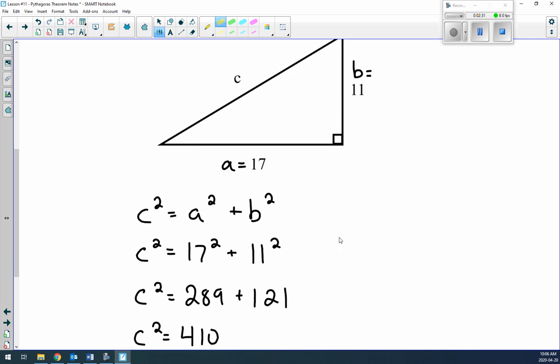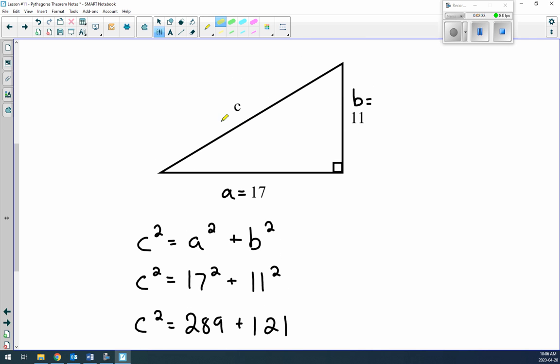So let's look at this one here. So we got a triangle. We got C. They label it as C. It's a right angle triangle, box in the corner. A and B, it makes no difference which one we label them as. We're looking for C.